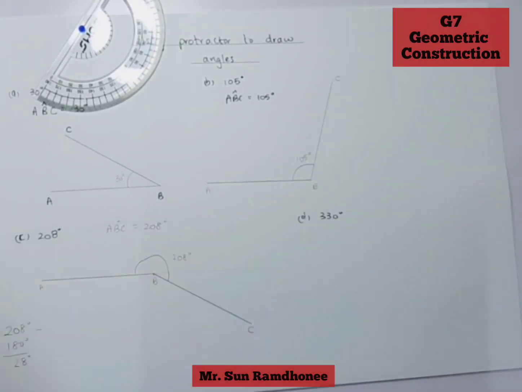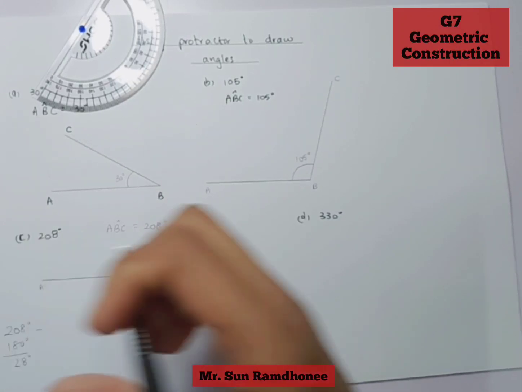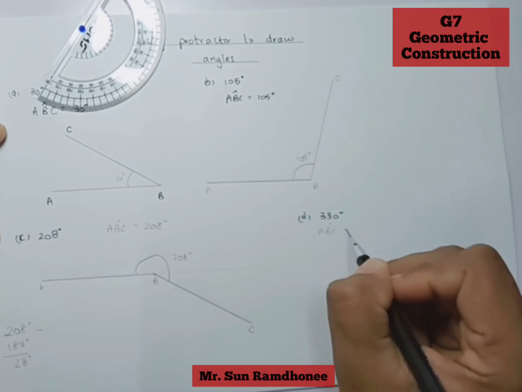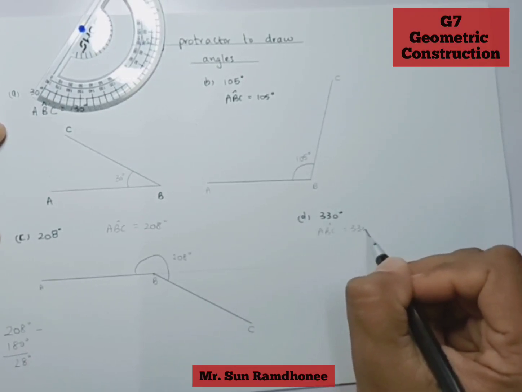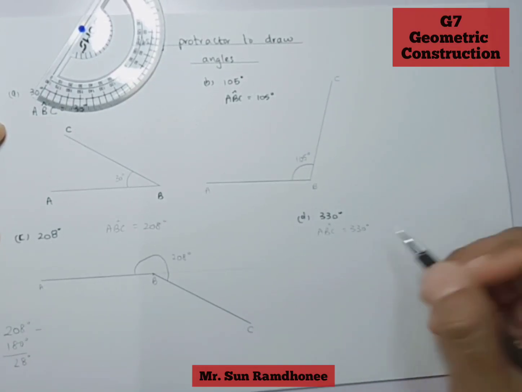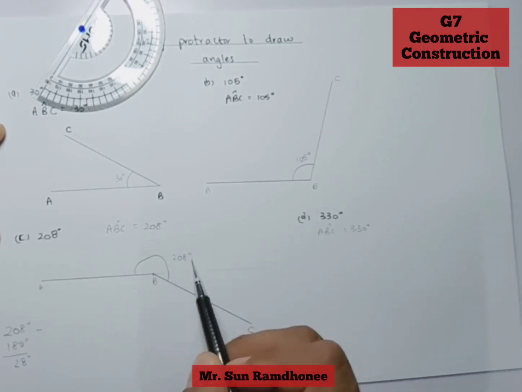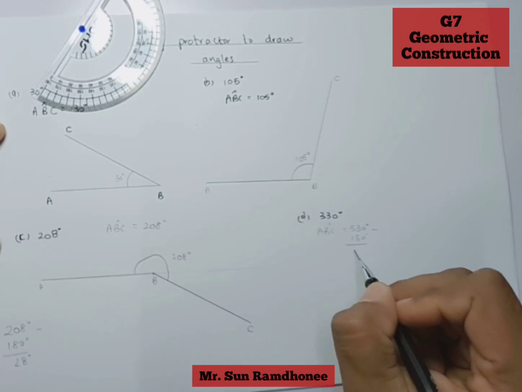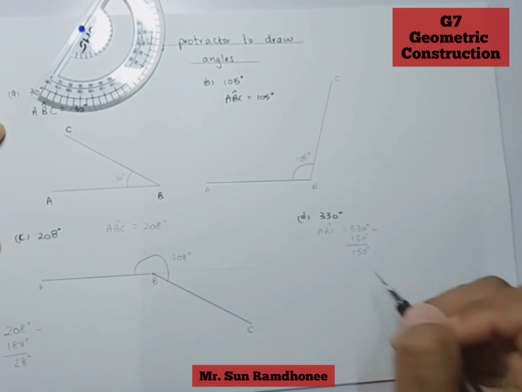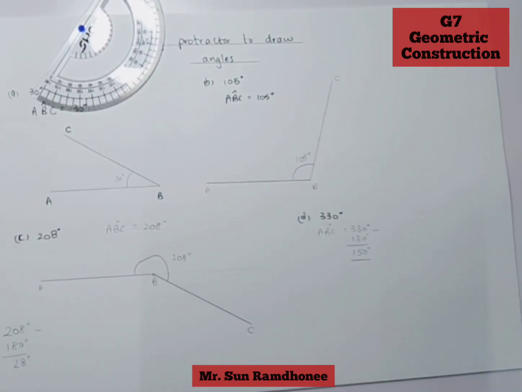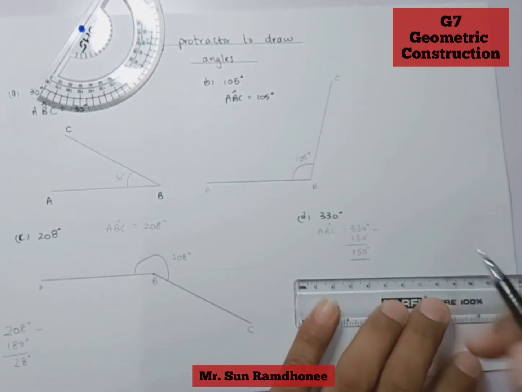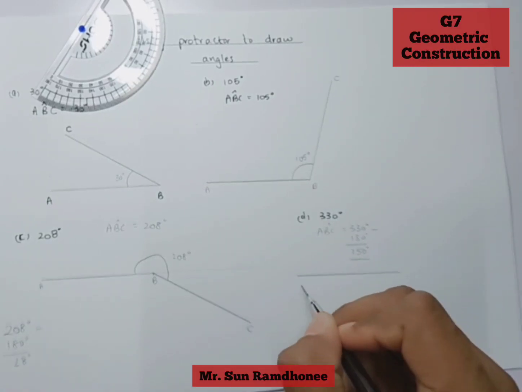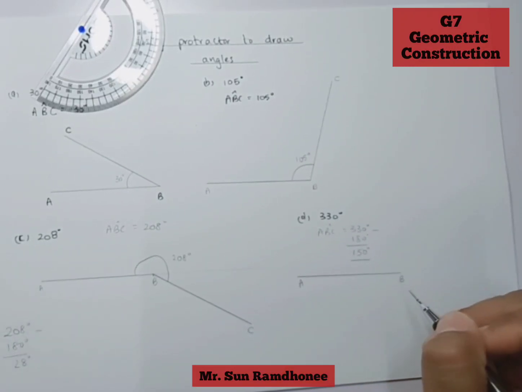The last example that we are going to look at is that of 330 degrees. Similar to the previous case, ABC is equal to 330. How much is it greater than 180? We have to subtract, which would be equal to 150 degrees. How do we measure 150 degrees? Simple. First of all, we draw the line. We're going to call it A and B.